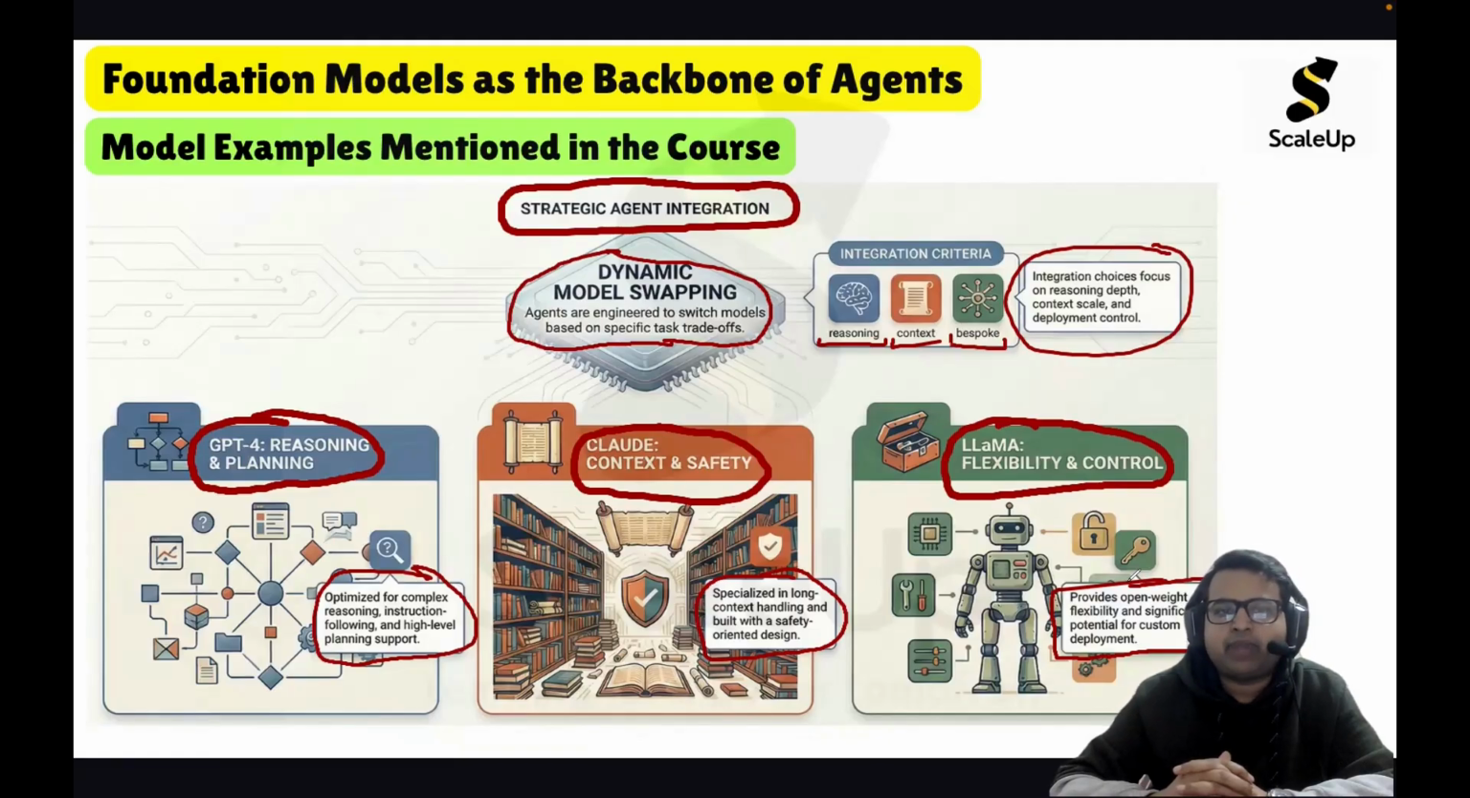So for reasoning and planning, make use of GPT-4. For long context and safety, we will be considering Claude, and for flexibility and control, we will be making use of Llama for custom deployments. So that is the set of models we will be using in this course.